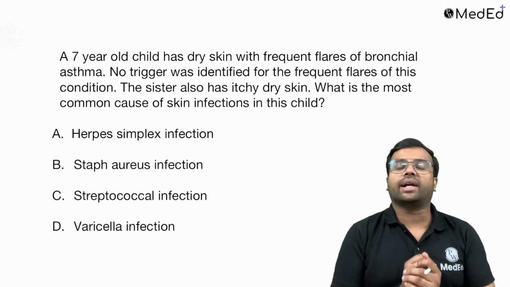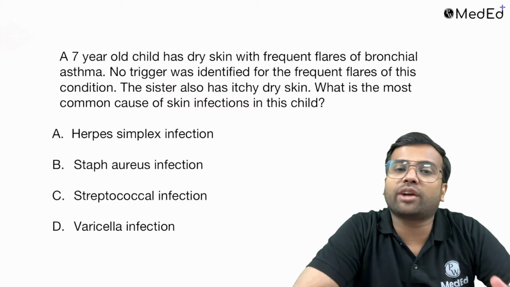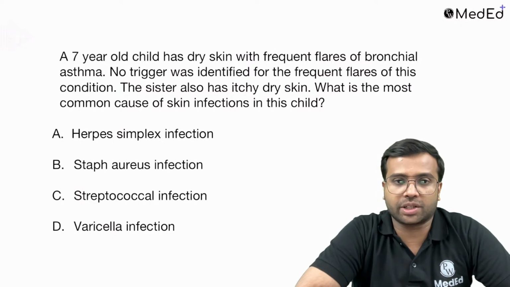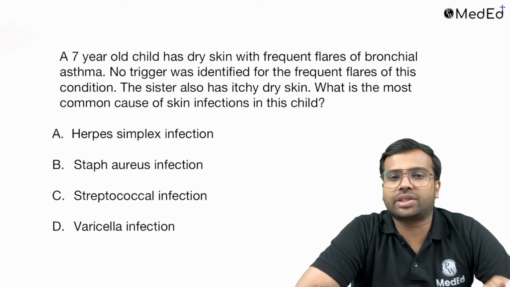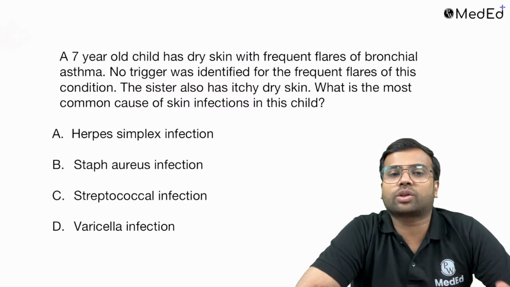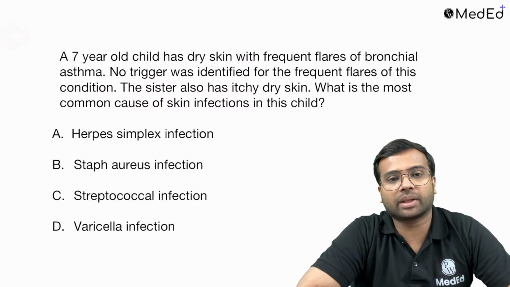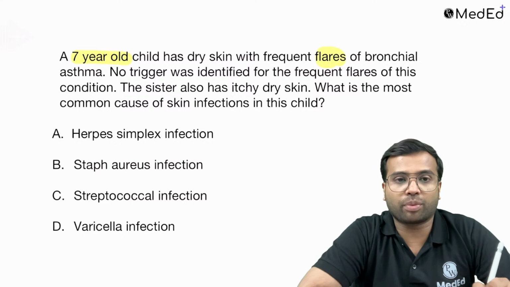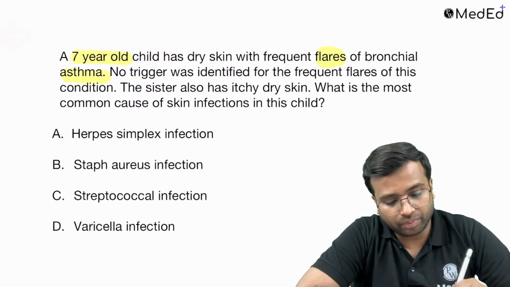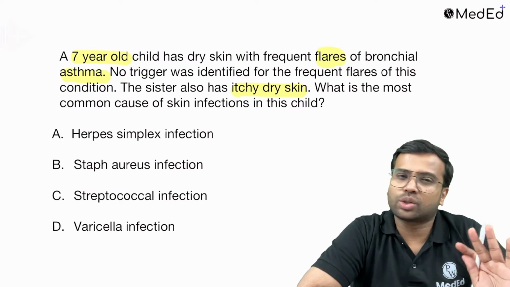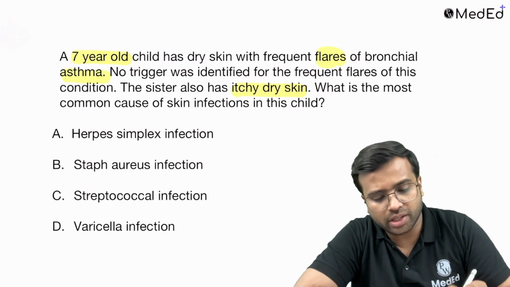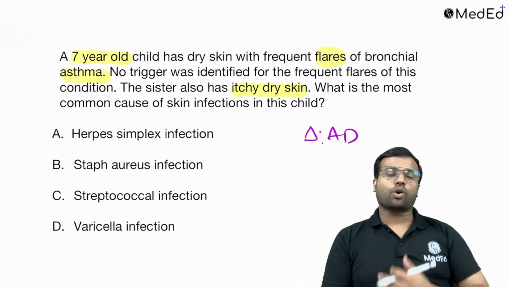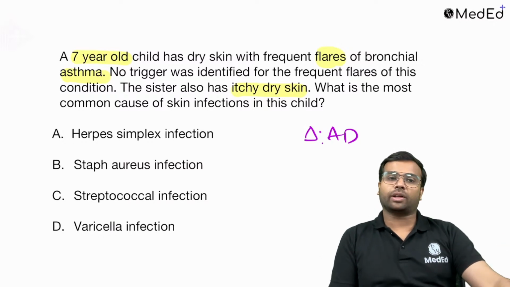A 7-year-old child has dry skin with frequent flares of bronchial asthma. No trigger was identified for the frequent flares of this condition. The sister is also having itchy dry skin. What is the most common cause of skin infections in this child? Now, again, a child, there is a frequent flare of bronchial asthma and there is some dry skin as well, isn't it? So again, the diagnosis here is again going to be atopic dermatitis. Now, what is the most common infection that is associated with atopic dermatitis?